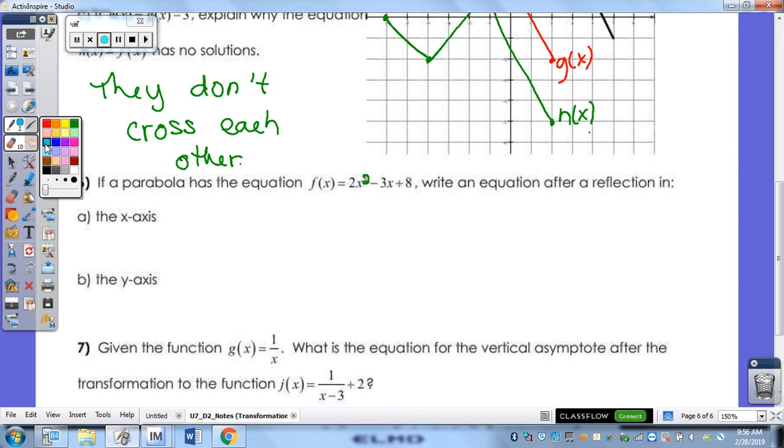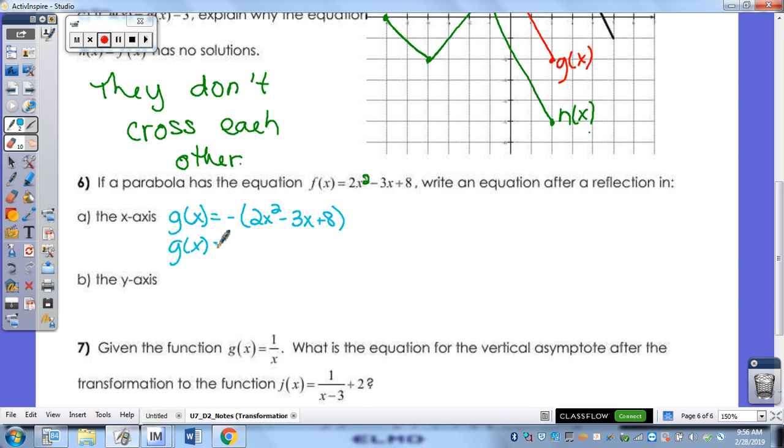All right, so reflection in the x-axis, I'll call it g of x, would simply mean that there is a negative sign out in the front of the whole thing. Now, because we don't leave that negative sign there, we will distribute it so it becomes negative 2x squared plus 3x minus 8. So that would be your new equation after it's reflected in the x-axis.